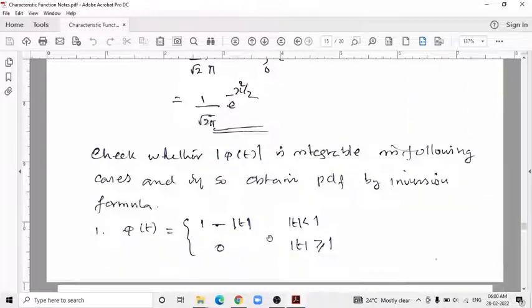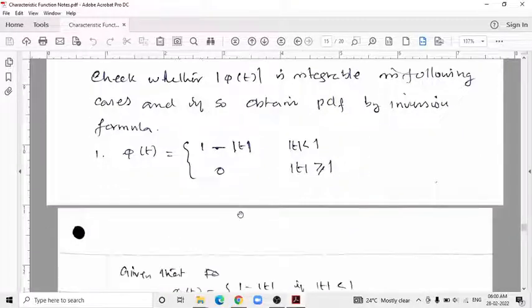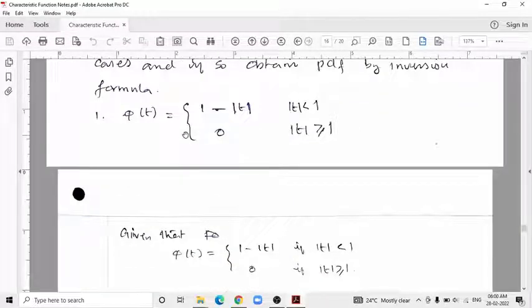So the next question is: check whether modulus phi t is integrable in the following cases, and if so obtain a PDF by the inversion formula. So we have the case of phi t equal to 1 minus modulus t when modulus t is less than 1, and 0 if modulus t is greater than or equal to 1. That is the characteristic function. So the aim is to determine the density function having this model of characteristic function.